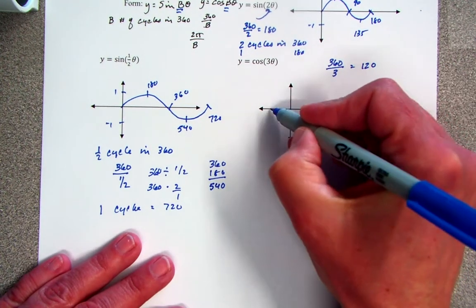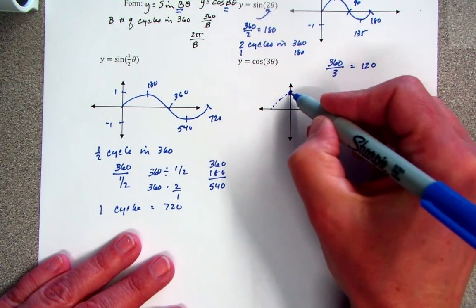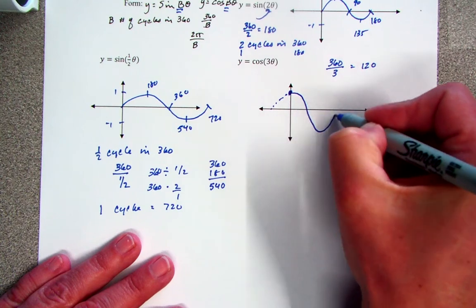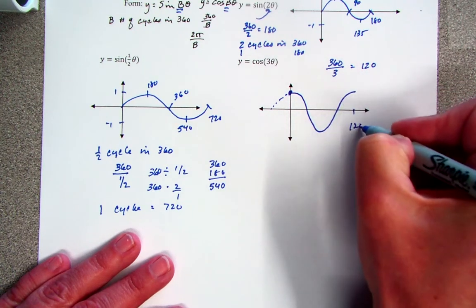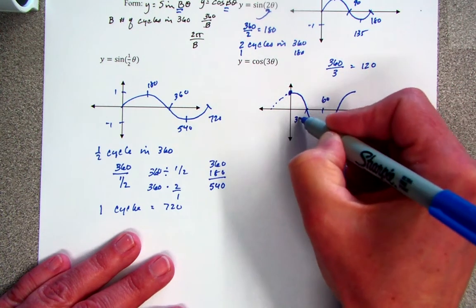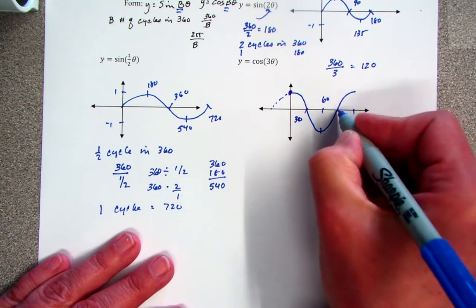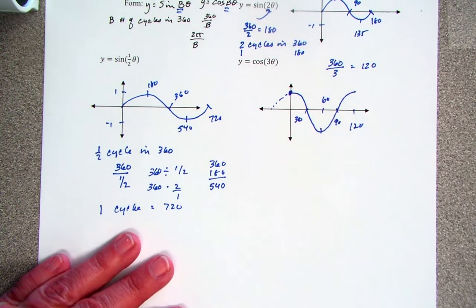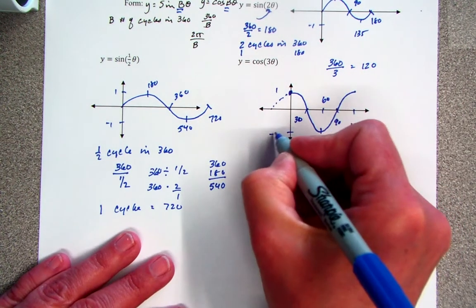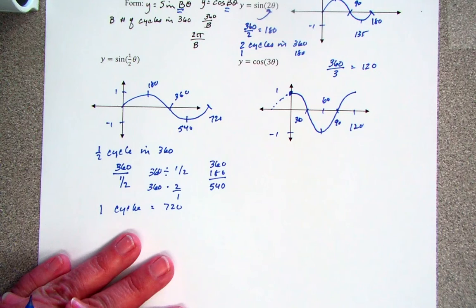So if you recall, cosine starts up here at 1, comes down and makes this cycle. So this would be 120 halfway. Notice my halves here are counting by 30. 30, bottom is 60, next point is 90, and top is 120. And this is still -1 and 1 for the height. So my amplitude is still that distance between, and that's still going to be 1.